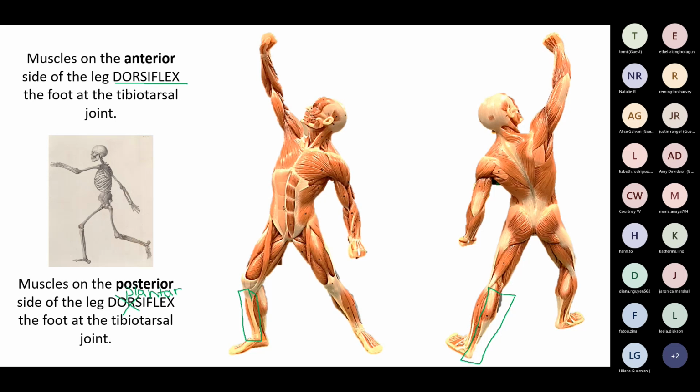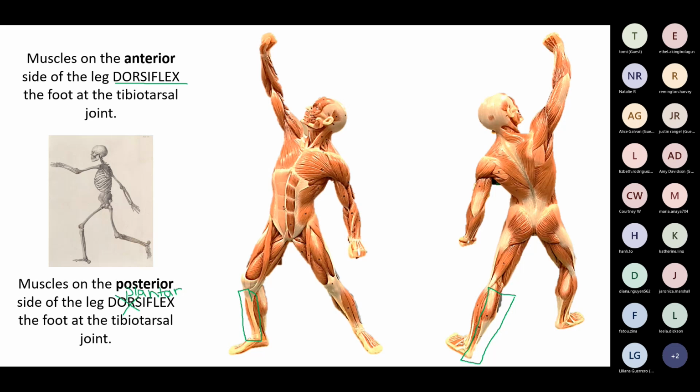When we're talking about doing dorsiflexion, muscles like tibialis anterior that lives on the front, muscles like extensor digitorum longus that live on the front. When they pull on the foot, they make the foot do dorsiflexion. If you live on the back and you pull on the foot, you do plantar flexion.